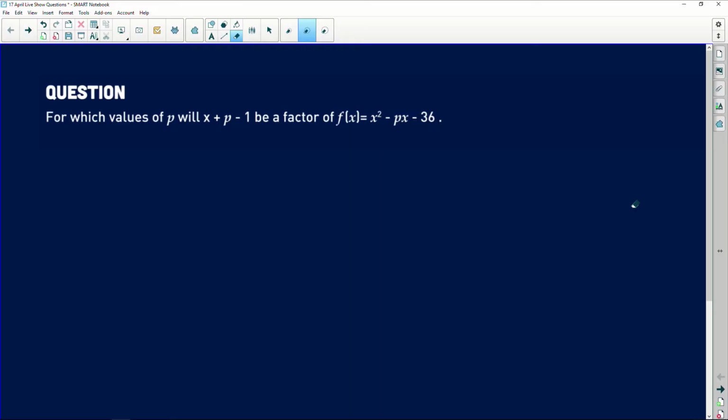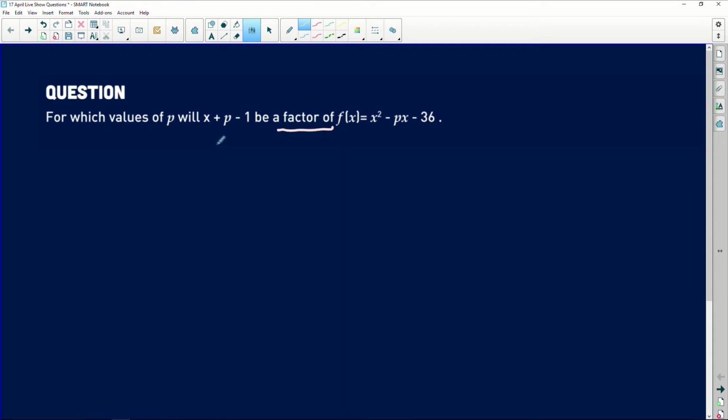So let's go and check out this question to see how it can help us. If you look at it, it says, for which values of p will x plus p minus 1 be a factor of f of x equals x squared minus px minus 36. The most important word here in this question is the word factor. For something to be a factor, based on what we said yesterday, you need to find an answer of 0 when you substitute the root of that particular given divisor.